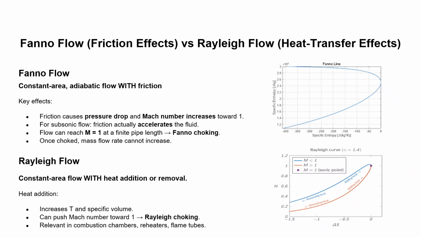अब the heat source will increase the temperature and specific volume of the fluid. Specific volume increase होने की वजह से हमारे पास fluid की density गिर जाएगी। डेंसिटी गिरने की वजह से अब mass flow rate तो हमें constant रखना है, तो the velocity will further increase. This can push the Mach number towards 1.